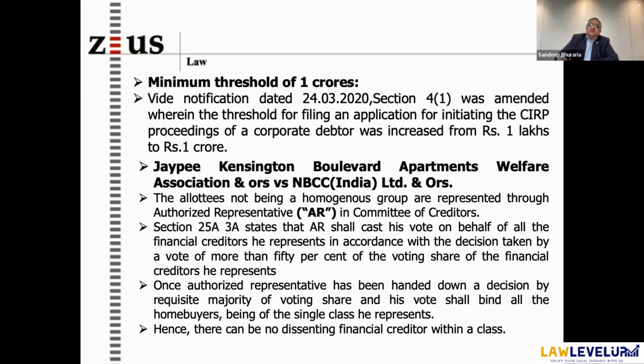Now, another important thing that I need to say was that initially the threshold to file a CIRP proceedings or initiate a CIRP proceedings was 1 lakh rupees, which again resulted in a lot of filing of cases. The Government of India, through a notification dated 24th of March 2020, amended Section 4, subsection 1, and increased the threshold limit from 1 lakh to 1 crore. Hence, the default has to be of at least 1 crore to be able to initiate proceedings under Section 7 or Section 9 before any corporate debtor.